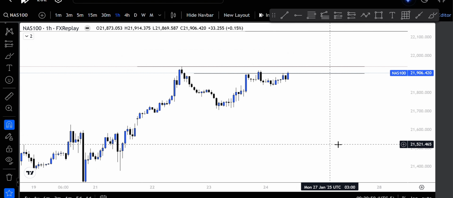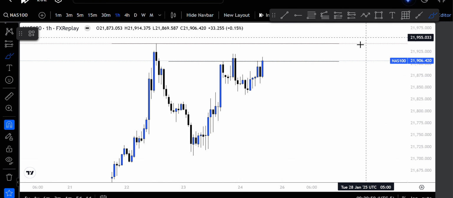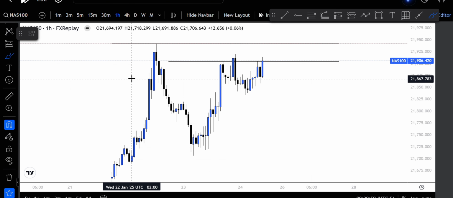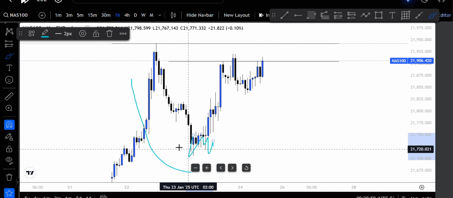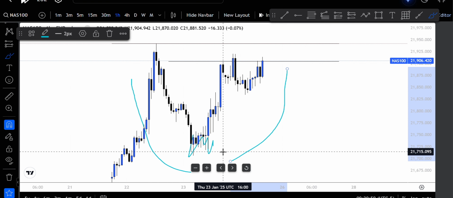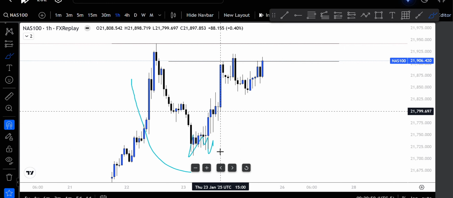And then after right here, you got what is called a market maker buy model. And this is a sell model, because this is a sell side curve. And then you have a touch into a PD array. I believe it was an imbalance. And then you have a rebalance, aka curvature to the buy side.